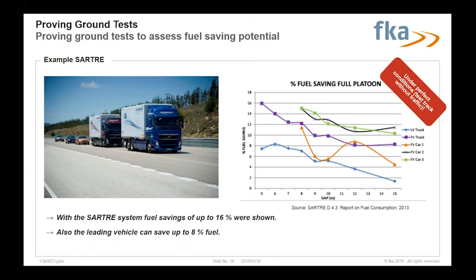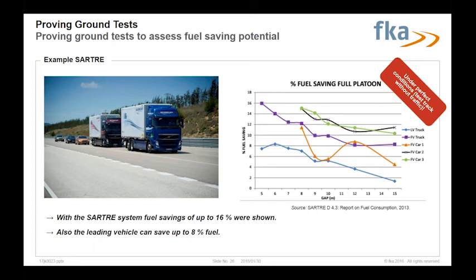a fuel saving potential of 16% with a gap of 5 meters. And at 5 meters, the leading truck also still has a benefit of around 7% fuel savings.